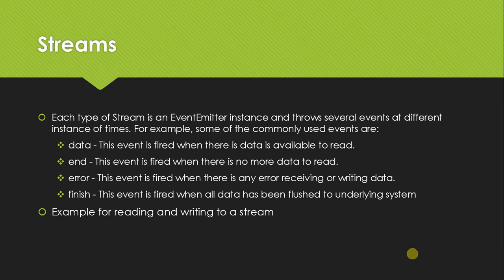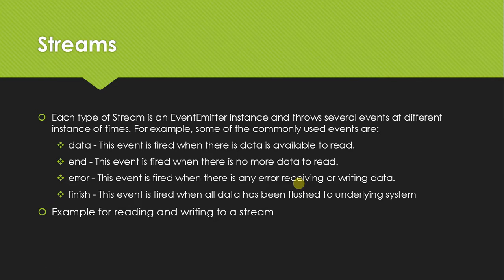Each type of stream is an event emitter instance and throws several events at different instances of time. For example, some of the commonly used events are data, end, error, finish. Data is an event which is fired when there is data available to read. End is an event which is fired when there is no more data to read. Error is an event which is fired when there is an error receiving or writing data. Finish is an event which is fired when all the data has been flushed to the underlying system.